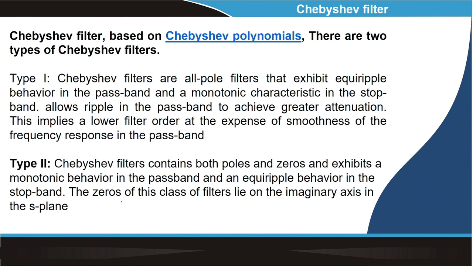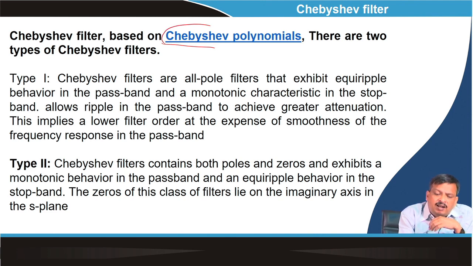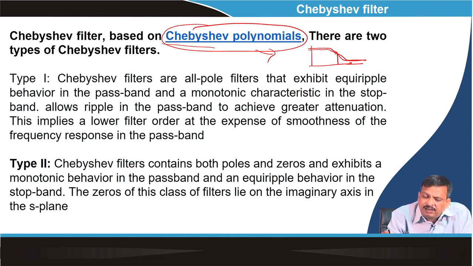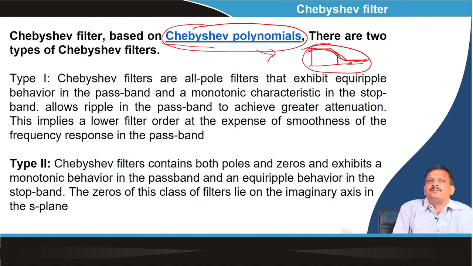Chebyshev filter is based on the Chebyshev polynomial. Actually, this polynomial is used for approximation of a curve. Now if you see, when somebody gives you the filter specification, this is the 3 dB down omega p, and then it is attenuated further, and this is the attenuation. I want to just copy this graph only. So basically the Chebyshev approximation is used to copy the desired frequency response of the filter.